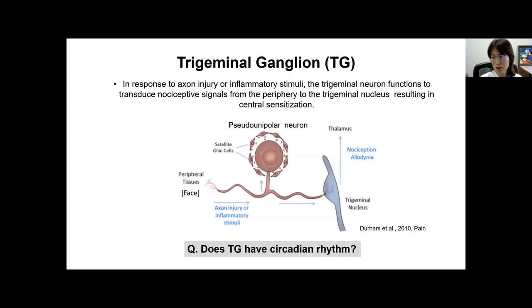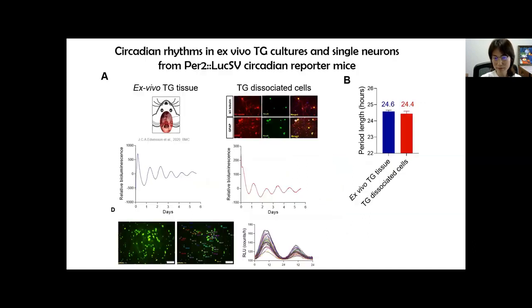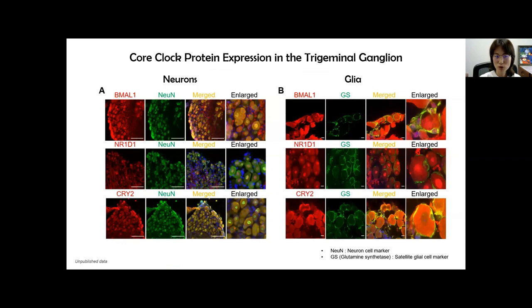Our first question was, does the TG have circadian rhythm? So we took the TG from PER2-luciferase mice and cultured it. This is an ex vivo slice culture of TG. We also dissociated the TG and cultured it. Both tell us that it has very strong circadian rhythm. When we do the dispersed culture and neuronal marking with GFP, we can see that single cells have very nice circadian oscillations. So yes, TG has circadian rhythm. We also looked at core clock gene expression in TG neurons and glia, and they show very strong localization and very strong expression.